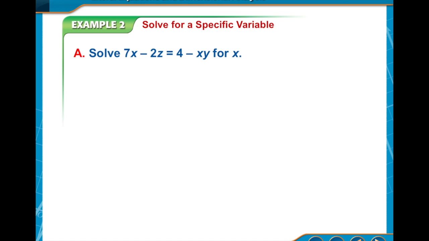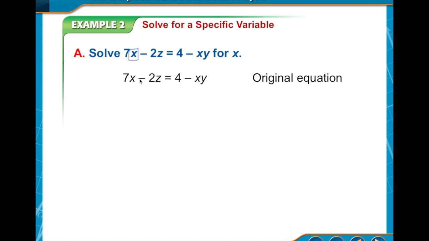Okay, so example 2a. We can now solve for x in this expression. So we don't need to worry about what the other variables are doing. We just want x by itself, just x. So I know I'm going to need to add 2z to both sides and then eventually divide away that 7. So first step, what is our original equation?